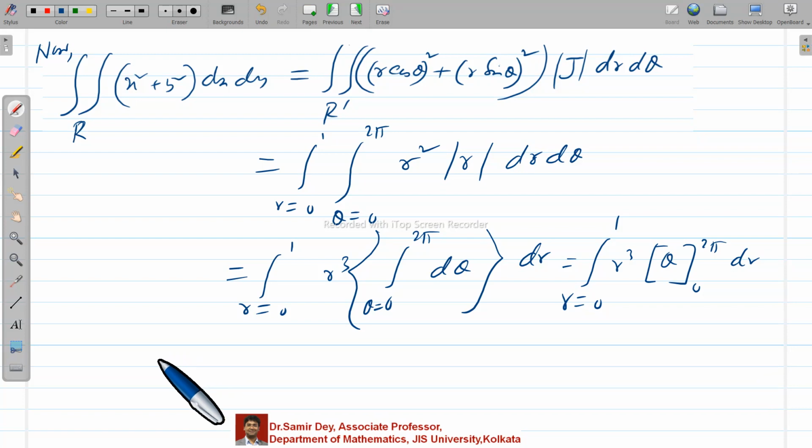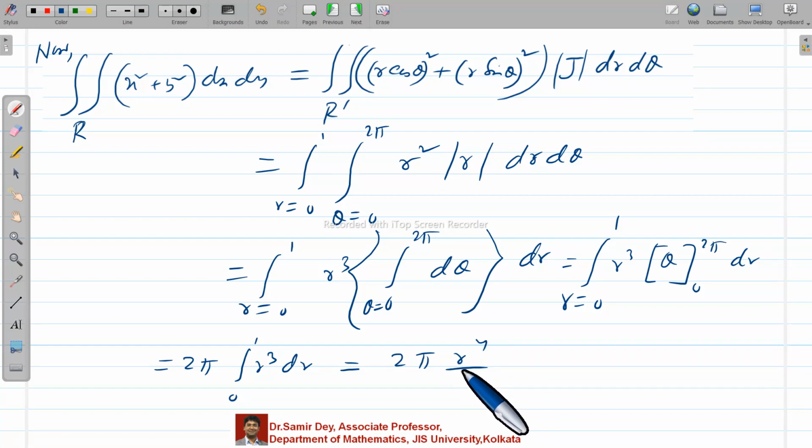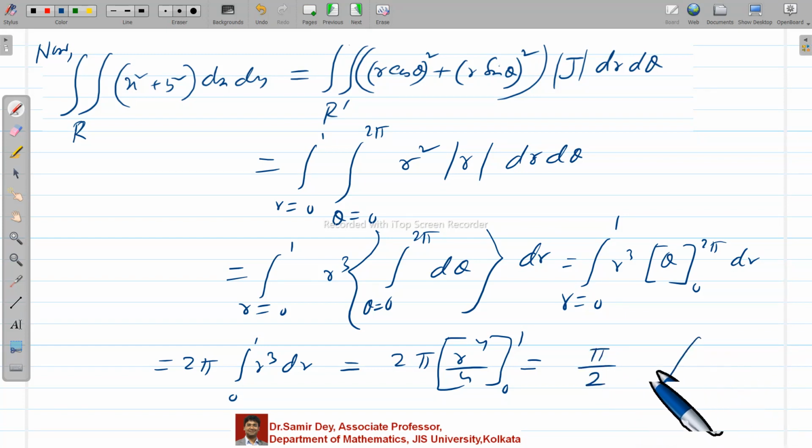So ultimately it is coming 2 pi, and then 0 to 1 r cube dr, correct? So we may write 2 pi, r to the power 4 by 4, 0 to 1. So ultimately 2 is cancelled, 1 to the power 4 means 1, ultimately it is coming pi by 2 is the answer. Please check.